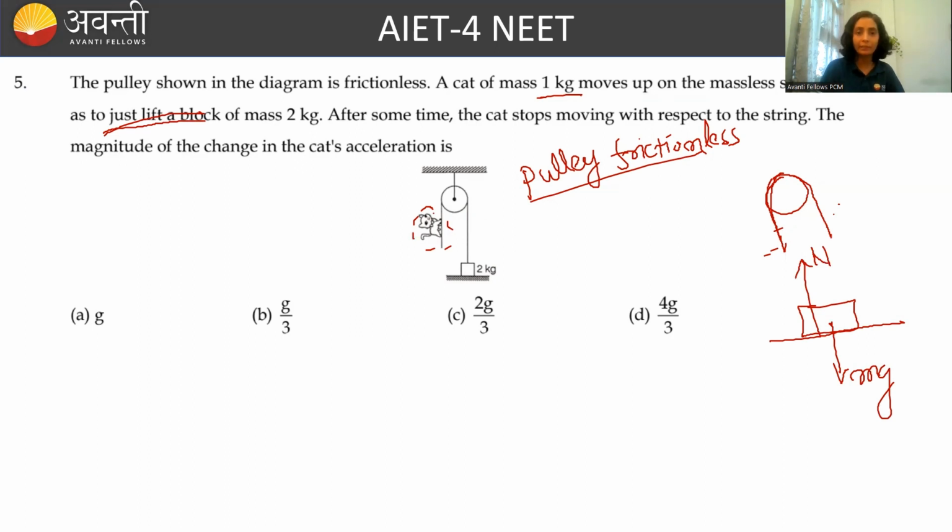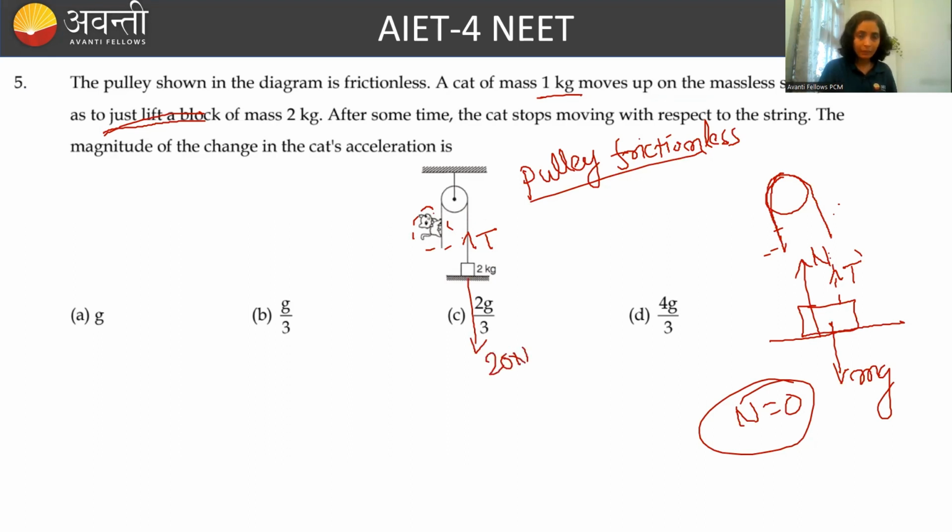And if you're trying to lift it up, suppose with the help of a string you are lifting up, you will apply tension in the upward direction. So if you are able to just lift it up, it means at that point of time it will lose contact with the surface and normal reaction will become 0. So just lifting up means normal reaction at that instant will be 0 and T will be equal to mg. So when the cat is just lifting the mass, it means tension in this string will be equal to the weight of this 2 kg mass, and that is 20 Newton.